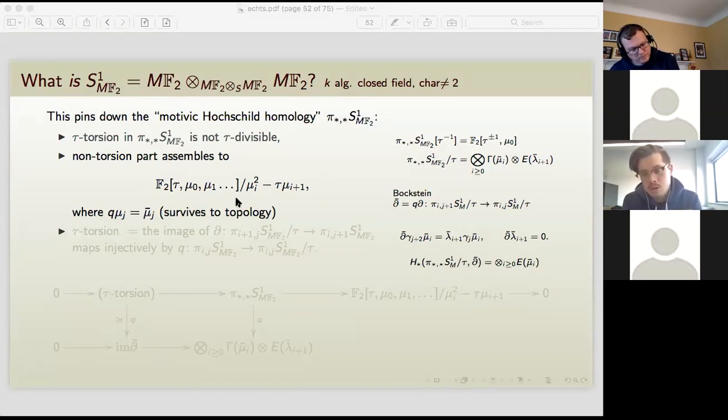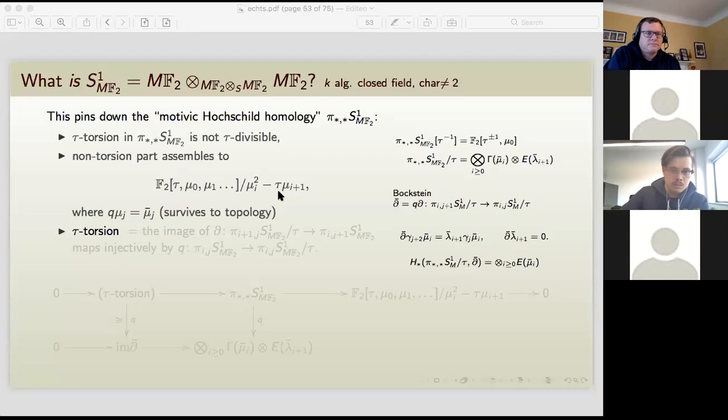So in this situation here, it is a polynomial algebra on tau, of course, and all the mu's, but the mu's are hinged up to each other in the familiar formula. And this is because we knew these generators and we know that they survive to the mod tau calculation, or to topology, if you like. So we should try and understand the tau torsion.